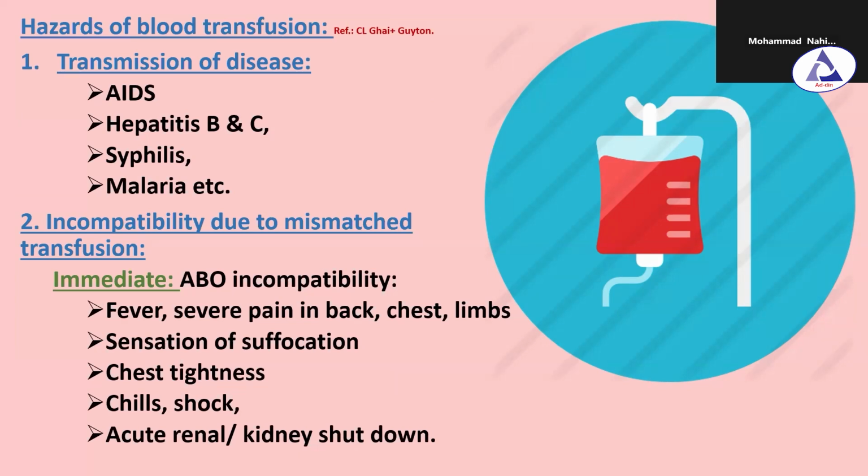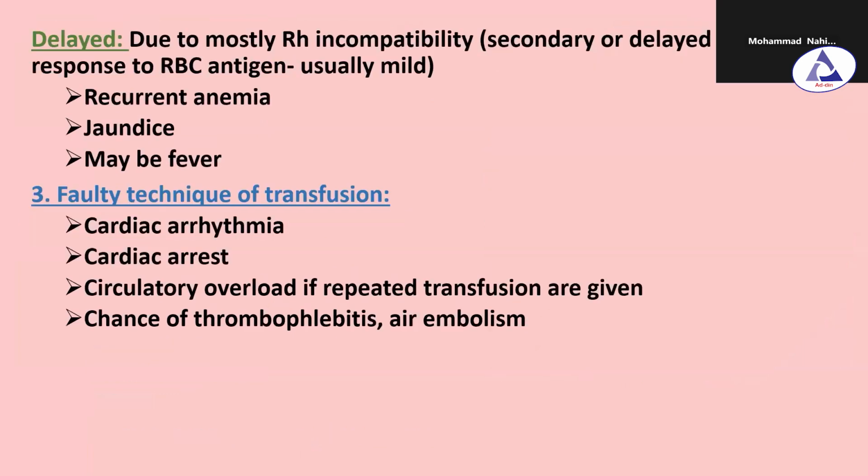Number two, incompatibility due to mismatched transfusion. This can be divided into two parts. There are some immediate reactions and some delayed reactions. Immediate reactions include, for the ABO incompatibility, fever, severe pain in the back, chest, limbs. There will be suffocation, chest tightness, chills, shock, and acute renal shutdown. And delayed reactions include recurrent anemia, jaundice, and fever.